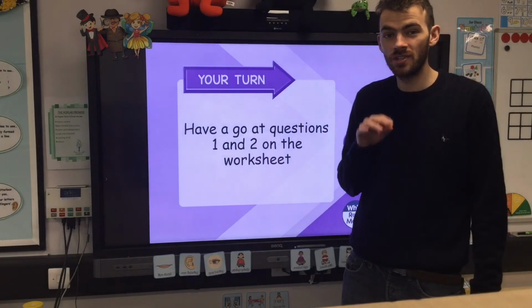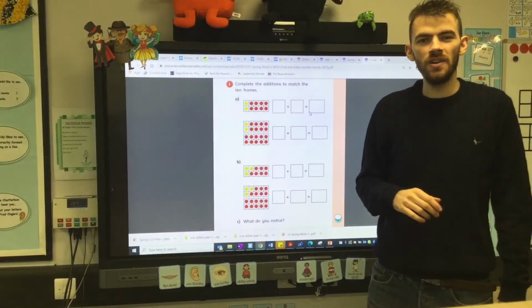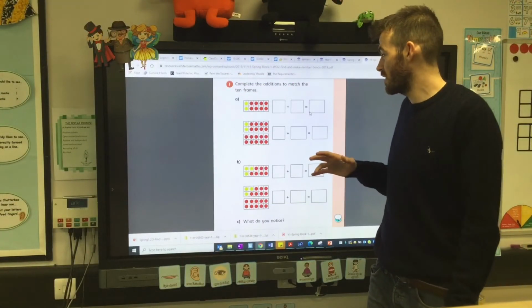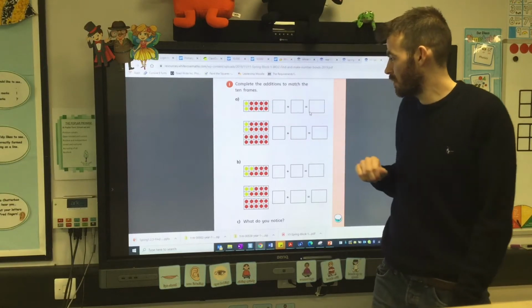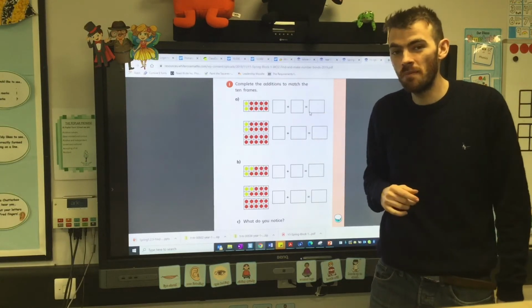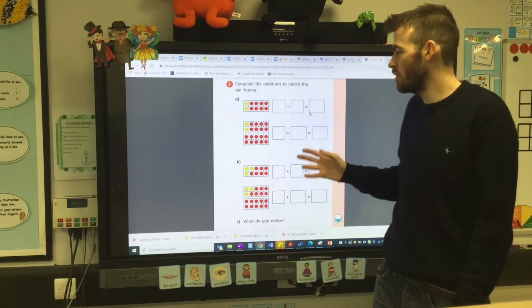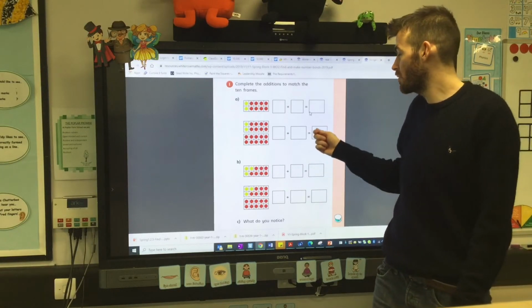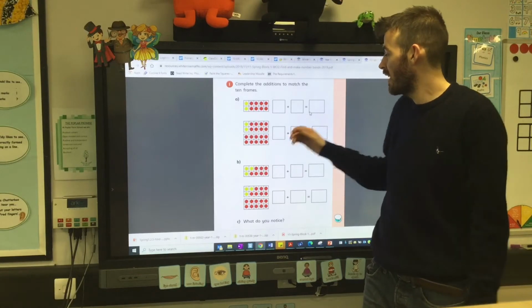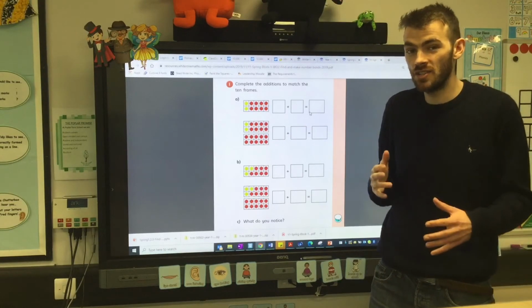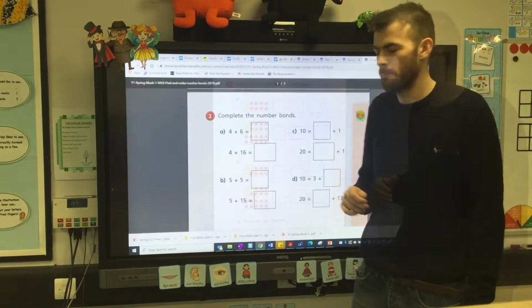Have a go at questions 1 and 2. In question 1, there are 2 parts to each question. In the first part of the question, you need to figure out the number bond to 10 using the counters to help you. Once you've figured that out, you can use that information to help you solve the number bond to 20 and see if you can spot any relationship between each of the answers.